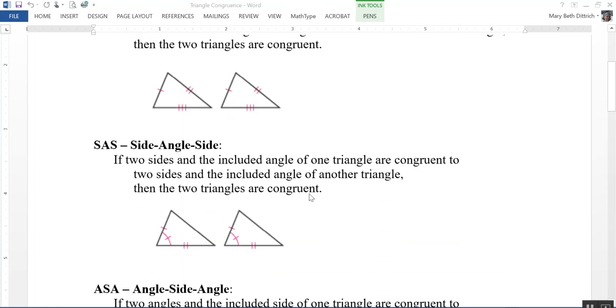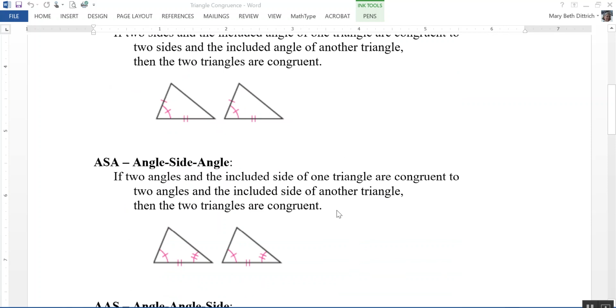SAS stands for side, angle, side. If two sides and the included angle of one triangle are congruent to two sides and the included angle of another triangle, then the two triangles are congruent. And you'll notice that this angle here, recall what an included angle is, an angle that's between two sides, and all of these parts are congruent to each other, so we have a side, an angle, and a side, so those two triangles are congruent.